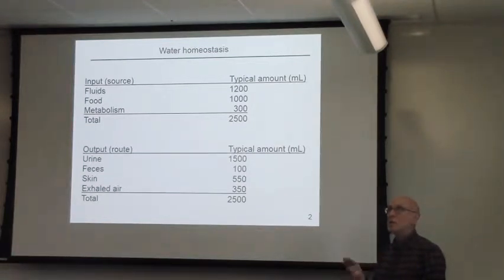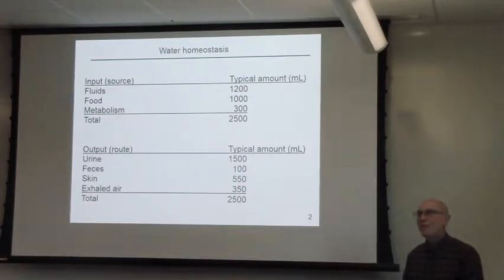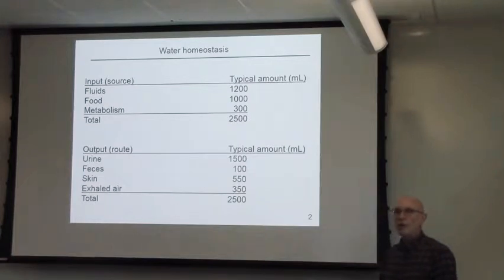Oxidation is loss. Oxygen is reduced to water. So you produce water in the process of creating ATP by oxidative phosphorylation.